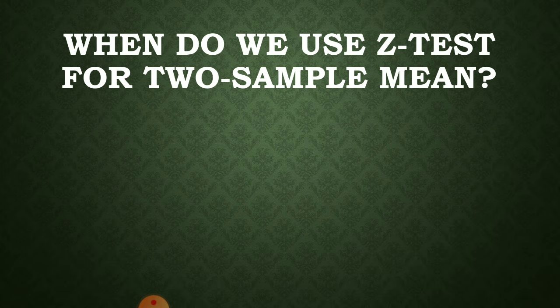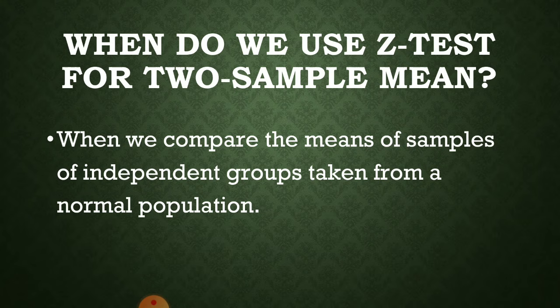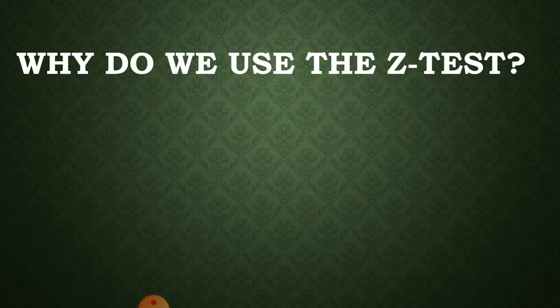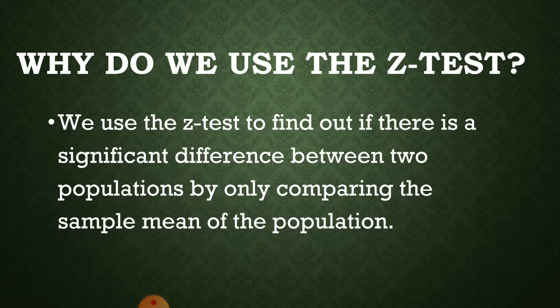When do we use the Z-test for two sample means? We use it when we compare the means of samples of independent groups taken from a normal population. Why do we use the Z-test? We use the Z-test to find out if there is a significant difference between two populations by only comparing the sample mean of the population.